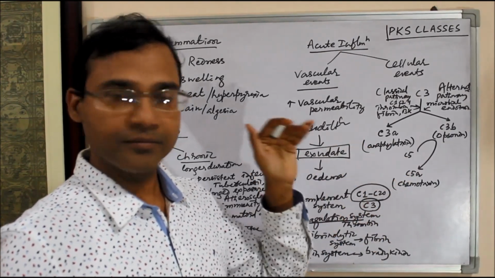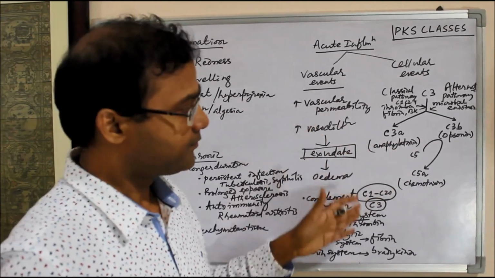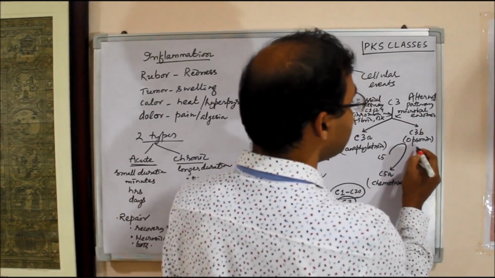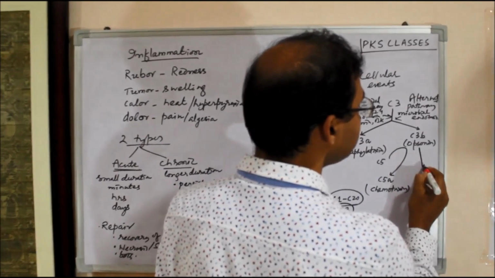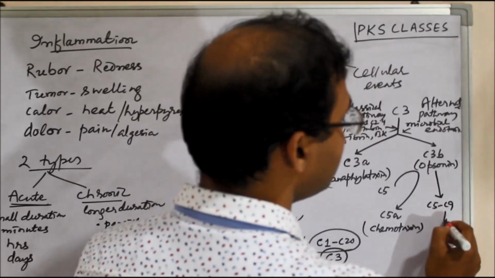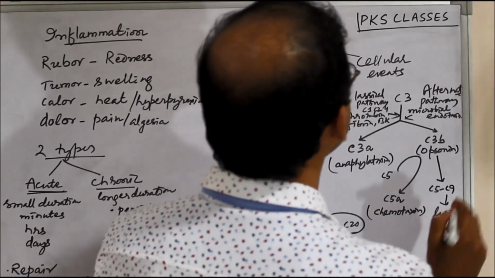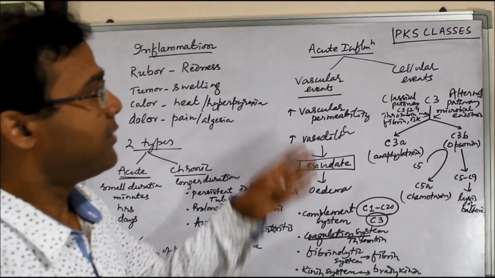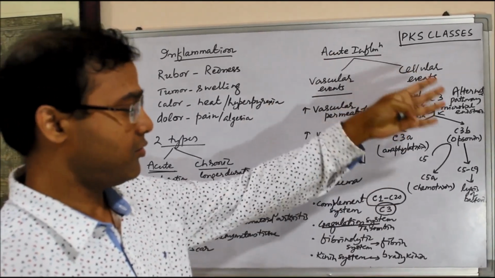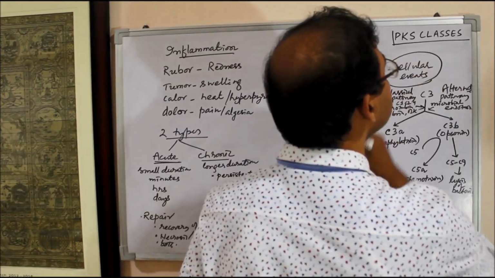It attracts the neutrophils towards the site of injury and causes the phagocytosis of the microorganism. And this C3b also activates C5 to C9, C5, 6, 7, 8, C9, which ultimately causes the lysis of bacteria. So in this way, the vascular events or the blood-derived mediators act, and these are all blood-derived mediators, we can say. And then we will discuss the cellular events.